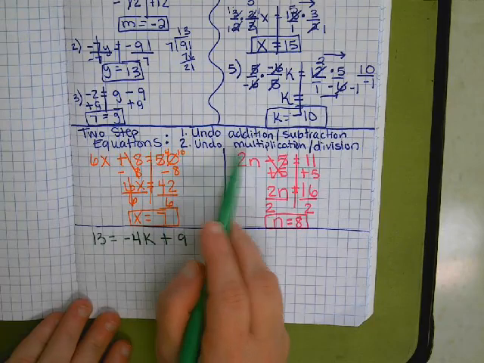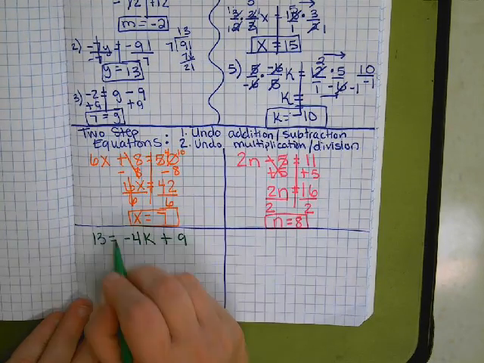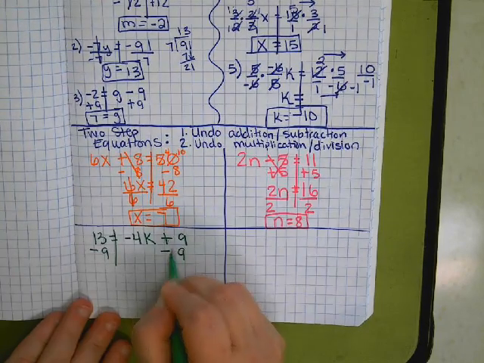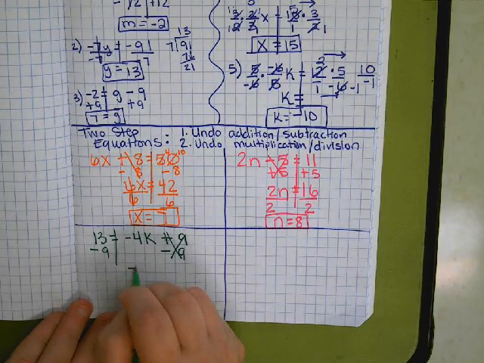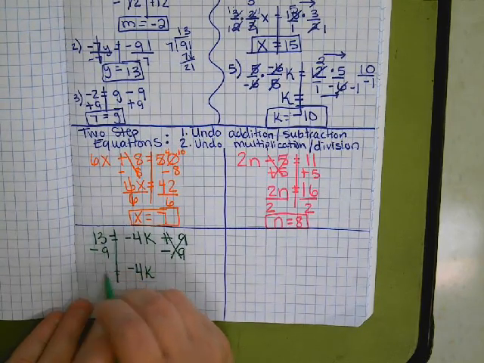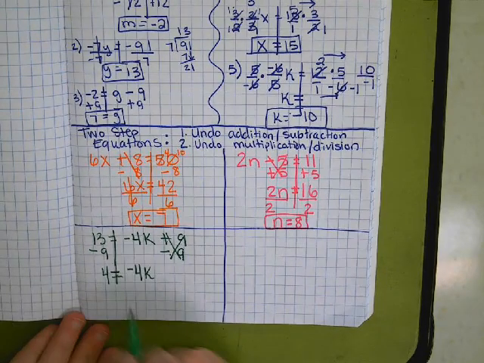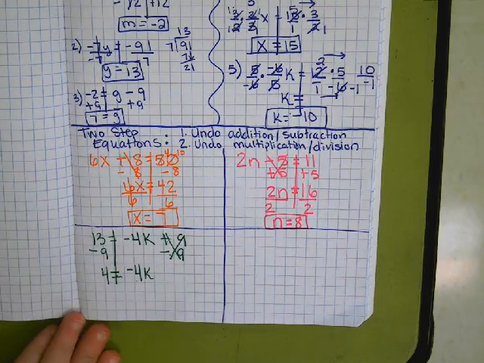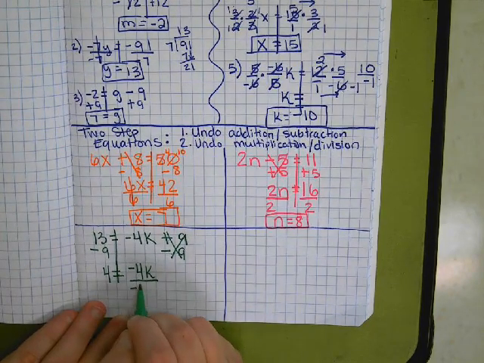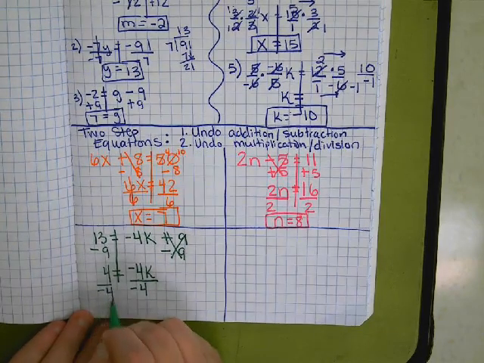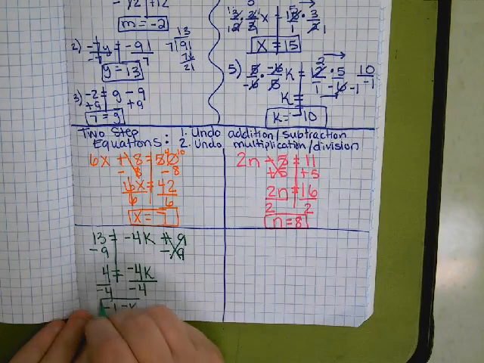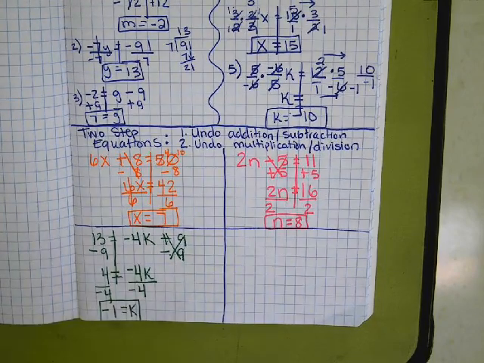It says undo addition and subtraction first. So I have a plus 9. So I need to subtract 9 to get rid of it. Positive 9 and negative 9 goes away. I'm left with negative 4k. And on this side, I'm left with 13 minus 9 is 4. Now, a number and a letter touching is multiplication. To undo multiplication, I divide. 4 divided by -4 is a -1. Good job.